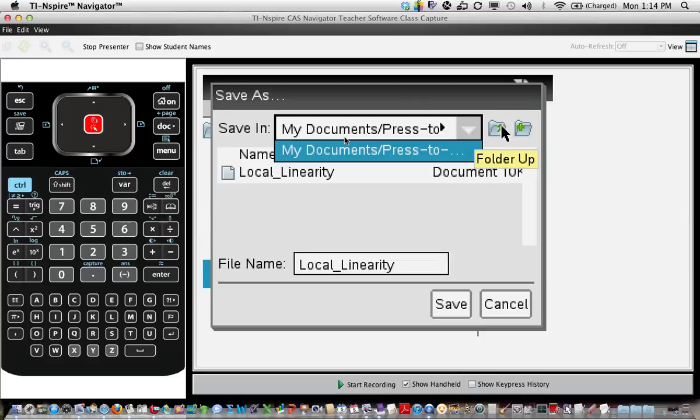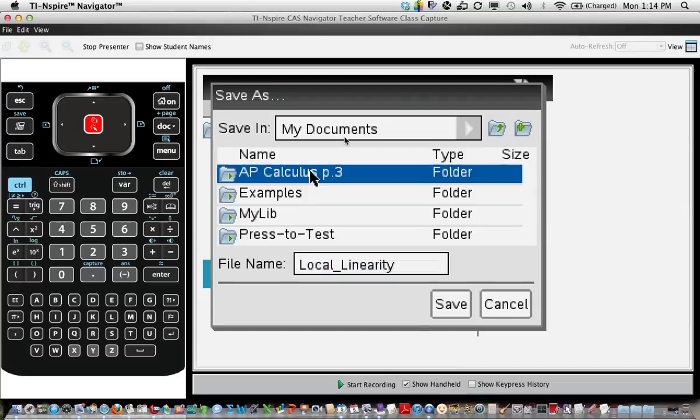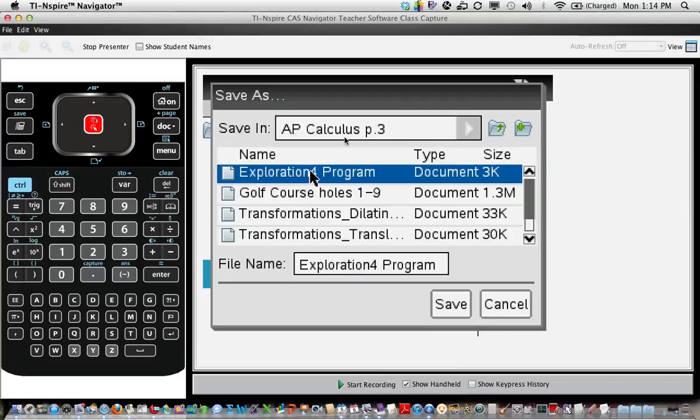Hit escape. I think you're still in this, right? Hit escape. There you go. Now click on that folder with the info. There you go. And then you get the AP Calculus Period 3. Go ahead and double click on that. There you go. Now we're ready to save it. Now hit save. Whoop!